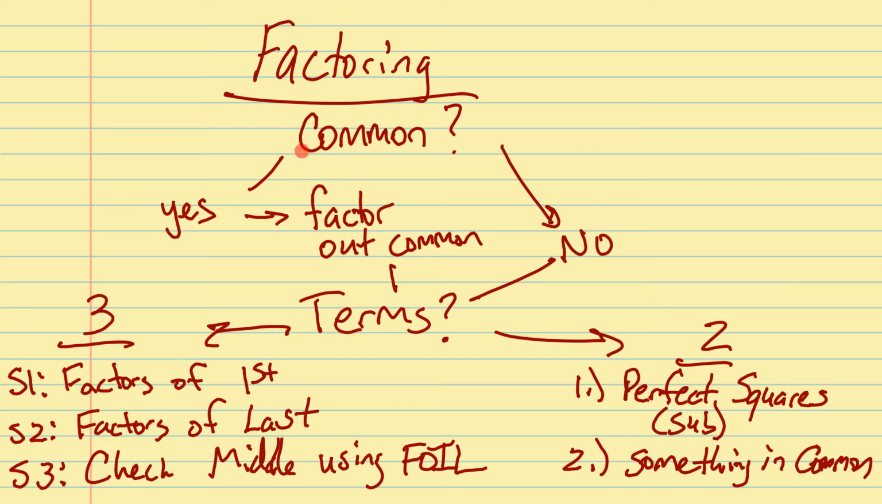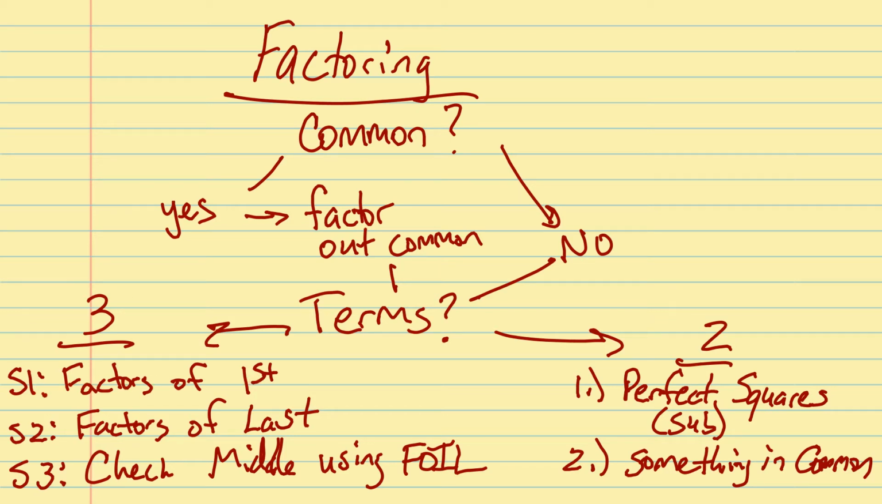So the first thing whenever you're factoring is you always look for something in common, because if you can make it smaller, it's usually going to make factoring a little bit easier. So if there's something in common, you factor out that common term. If not, you don't do anything. So once you look for something in common, whether it's yes or no, once you do the factoring, you ask yourself, how many terms are you left with? If there's 3 terms right here, you follow these steps.